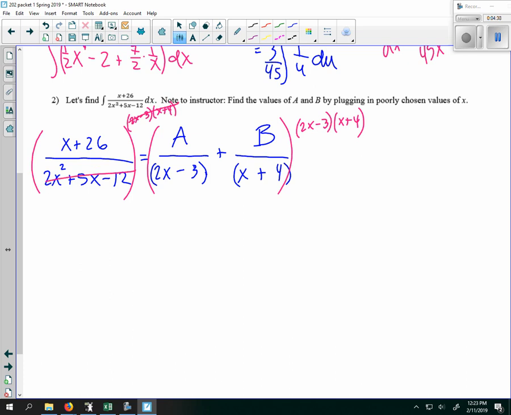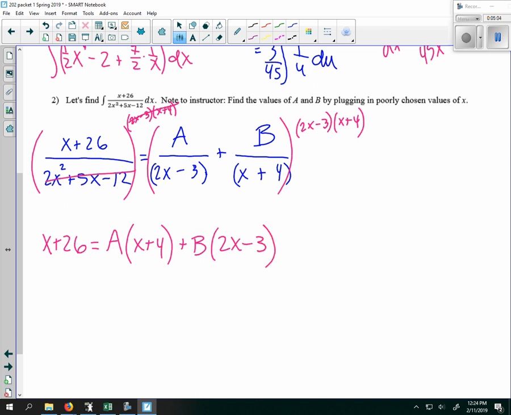Okay, on the left, my denominator cancels, and I get x plus 26. On the right, when I distribute the common denominator to the a fraction, the 2x minus 3's cancel, and I get a times x plus 4. When I distribute the common denominator to the b fraction, the x plus 4's cancel, and I get b times 2x minus 3.